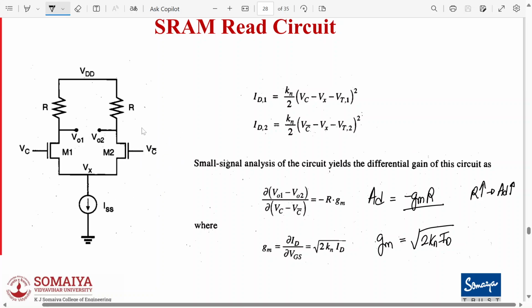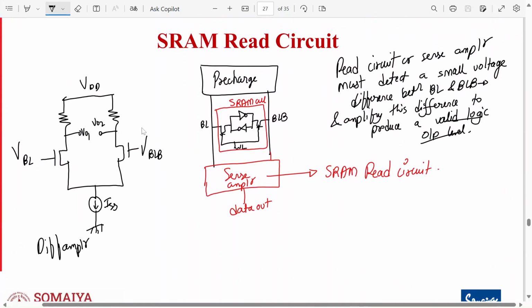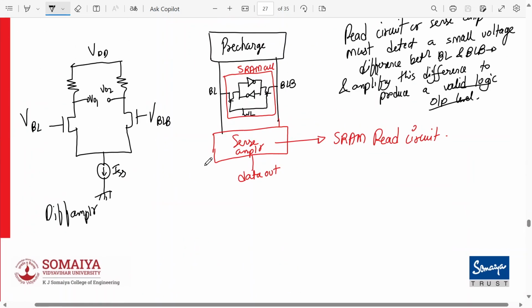What is a differential amplifier? A differential amplifier will amplify the difference between the two inputs. Yes or no? So these are nothing but VBL and VBLB, the same thing, or you can call it VC or VC bar. One and the same. Are you understanding or no? Is the read circuitry understood? And what it does is it also improves the read access time. It will sense the difference between the two bit lines and immediately give the data output.